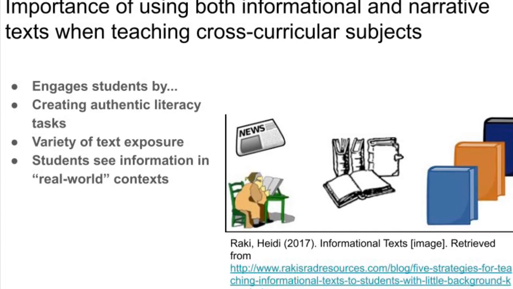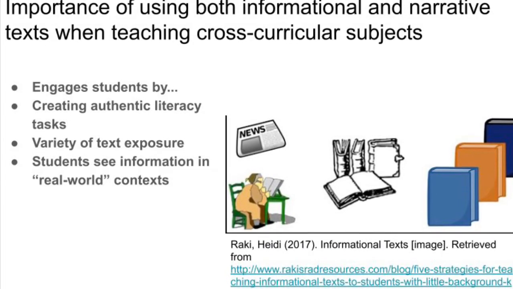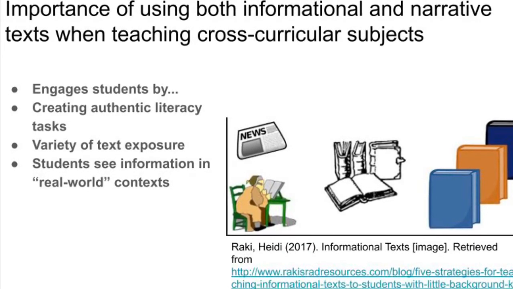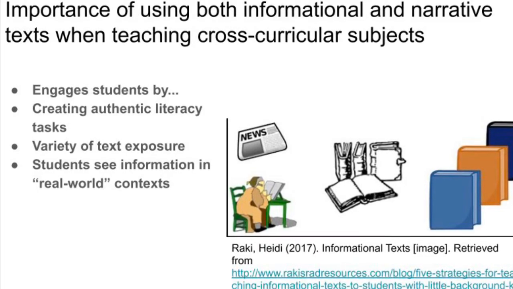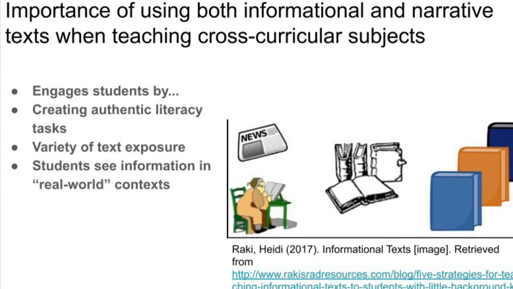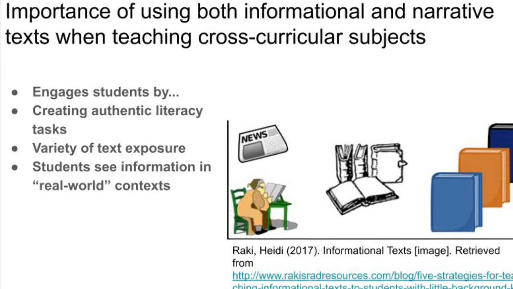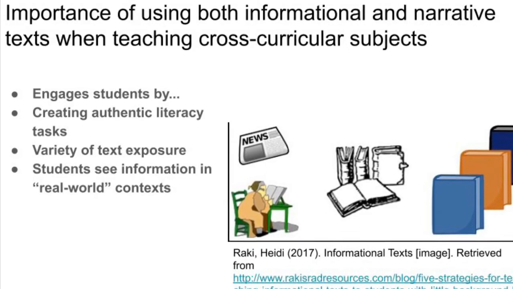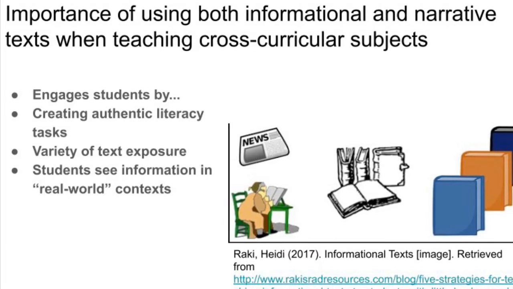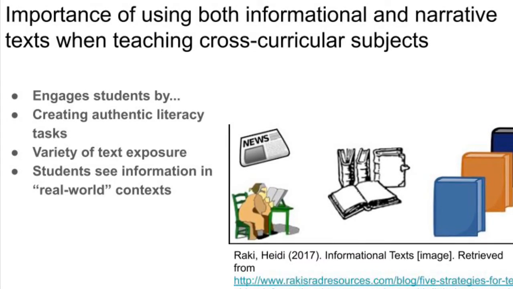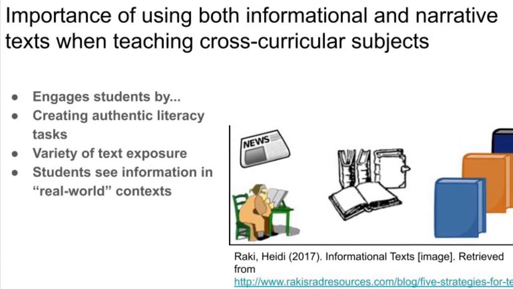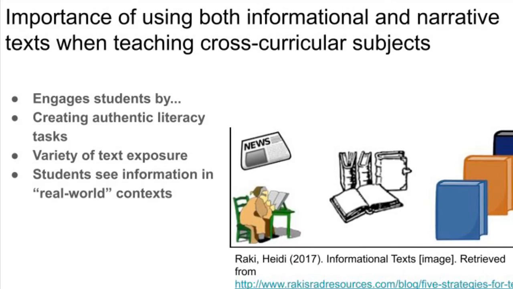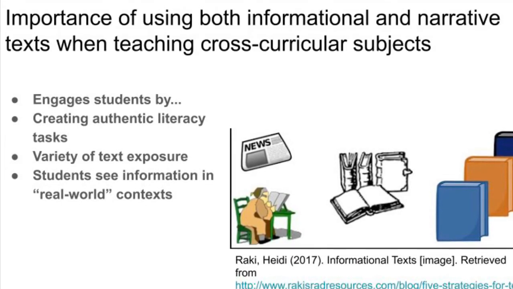So, the importance of using both informational and narrative text when teaching cross-curricular subjects is that it helps students in a variety of ways. It engages students by creating authentic literacy tasks. It helps them see what they are learning about in a variety of different texts. It exposes them to different types of text, and they can learn literacy skills by analyzing the difference between narrative and informational texts. And it helps students see information in real-world contexts.